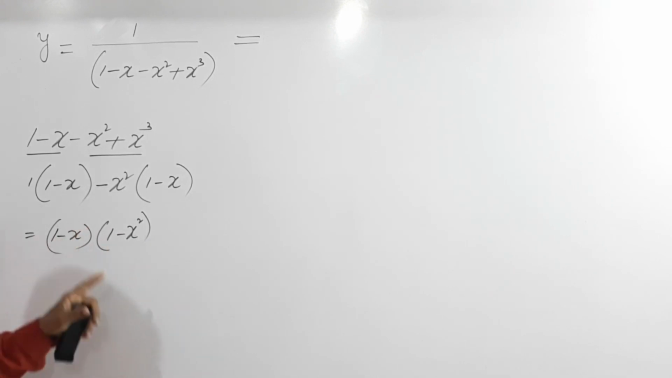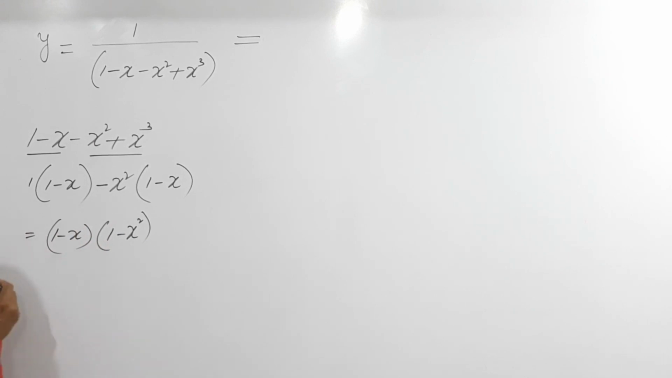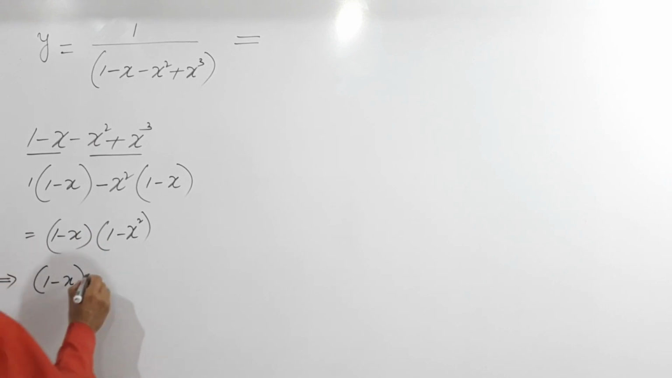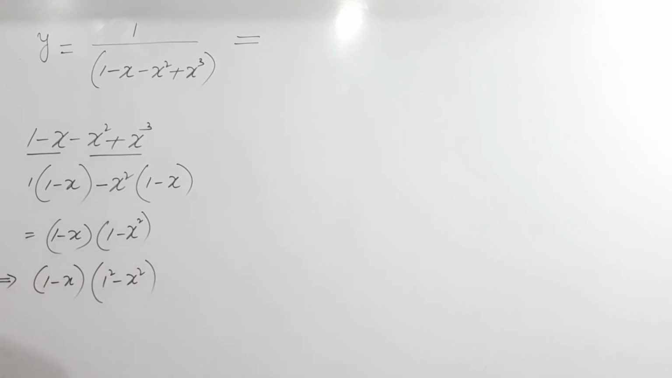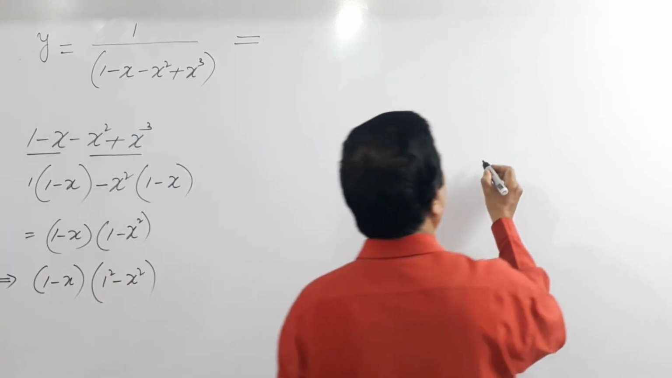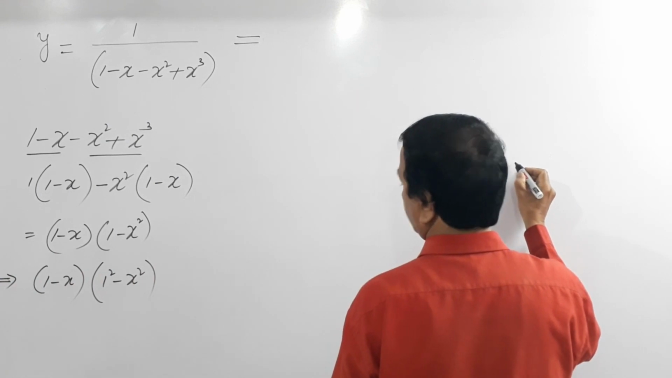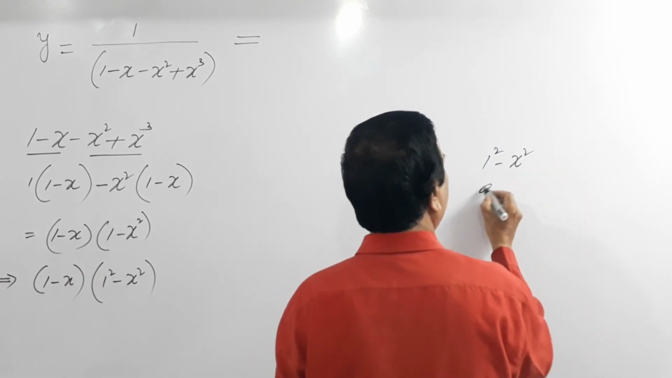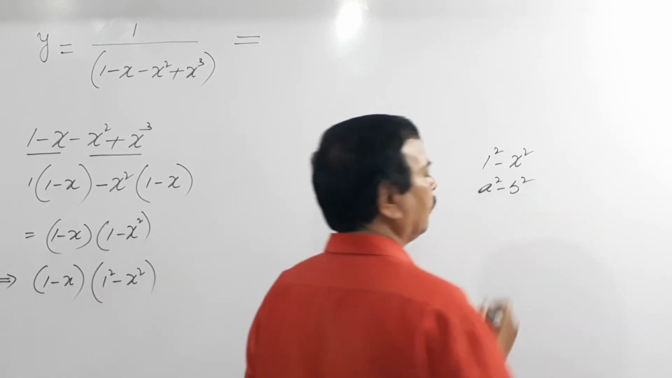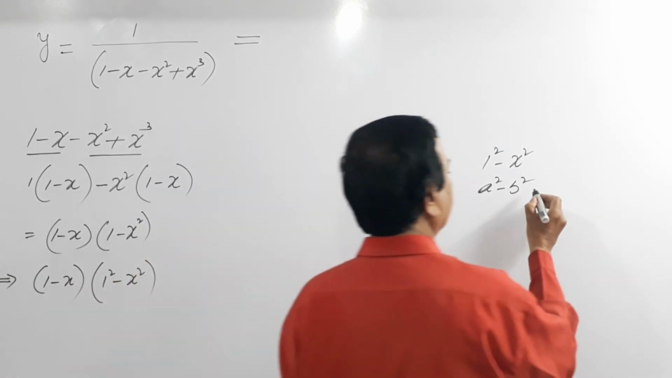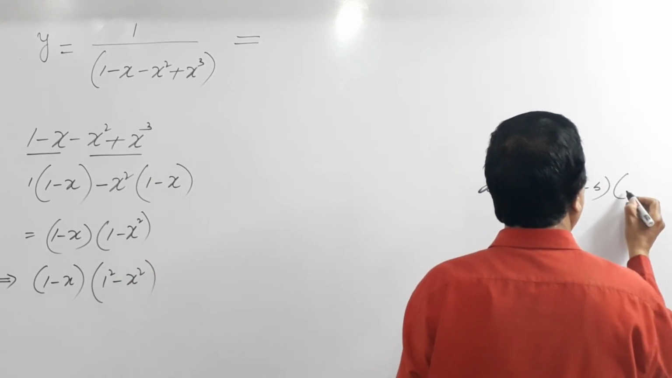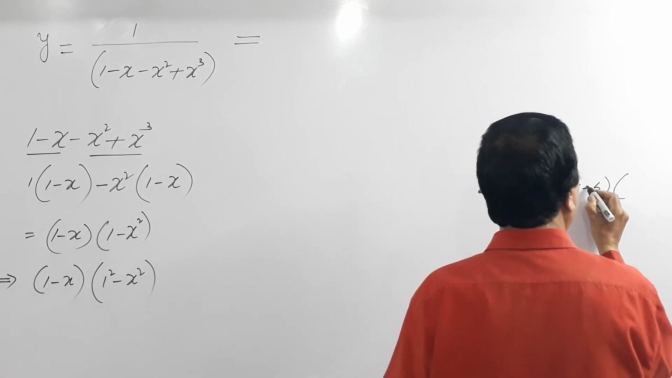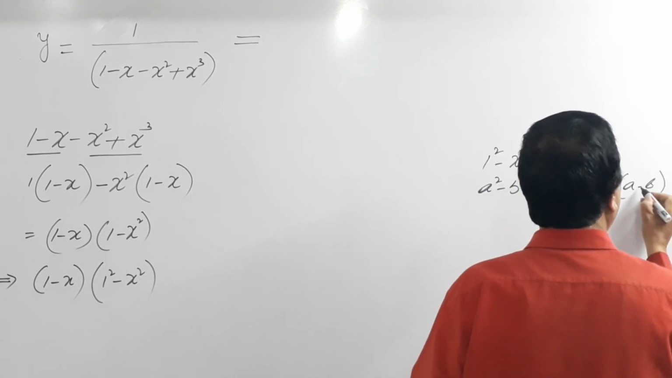Still, it can be solved further. What I do is, I write like this. This is nothing but 1 minus x. This is of the form what? 1 square minus x square. Can I write like this? We have 1 square minus x square. This is nothing but a square minus b square, isn't it? What it is? This is nothing but a plus b into a minus b, right?